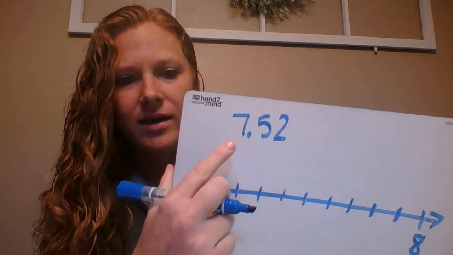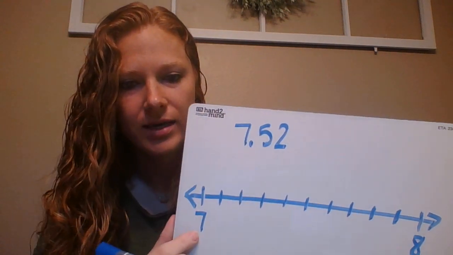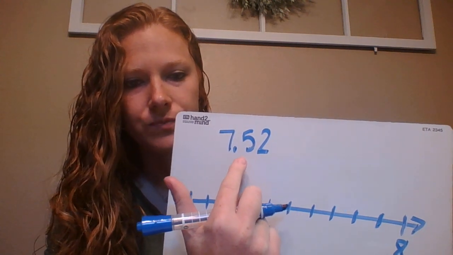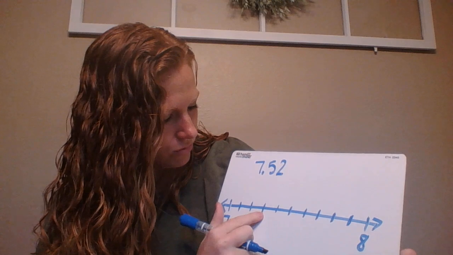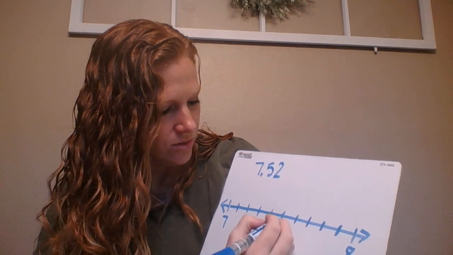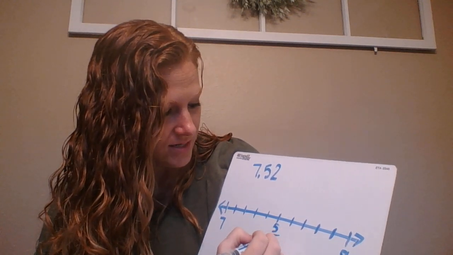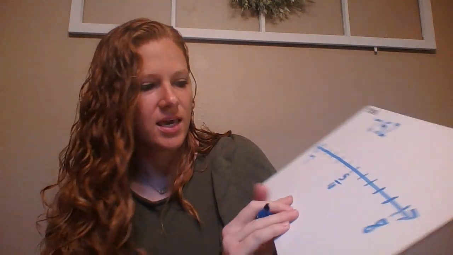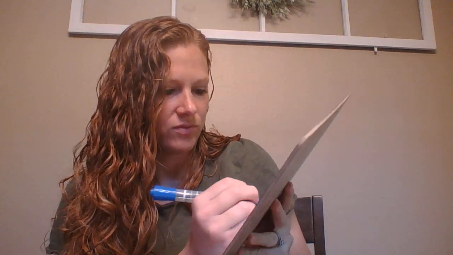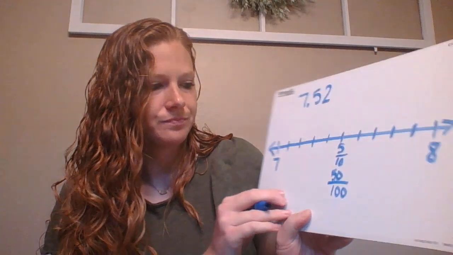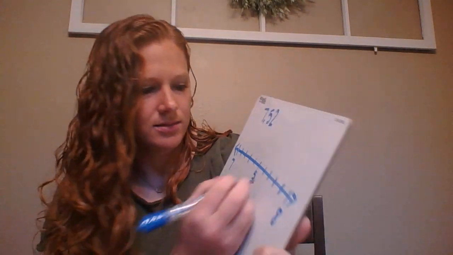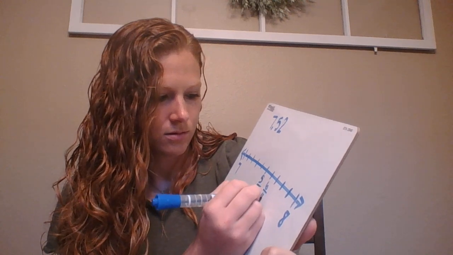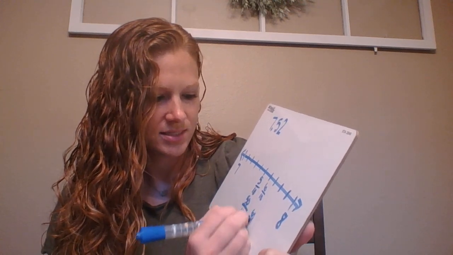So I look at my whole number. I know it's 7. Okay. And now I'm going to go to my tenths, and I see it's a 5. So I'm going to go to the 5th one. So 1, 2, 3, 4, 5. So this is 5 tenths, which is the same as 50 hundredths. And the next point is 6 tenths, which is the same as 60 hundredths.